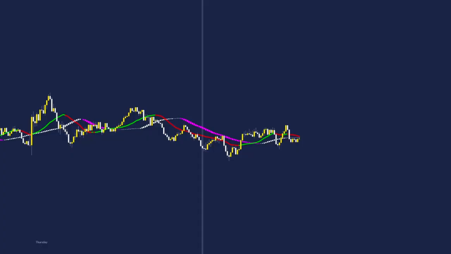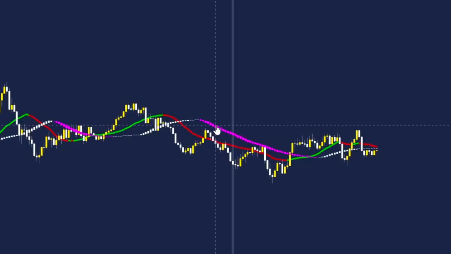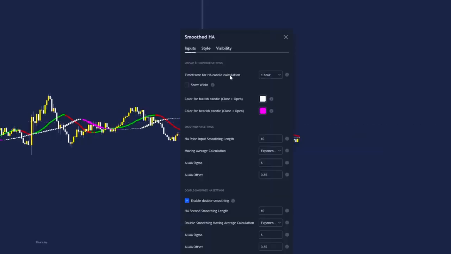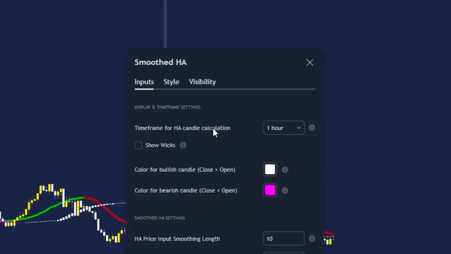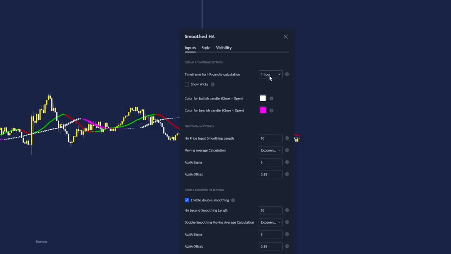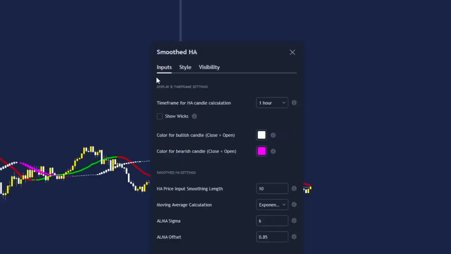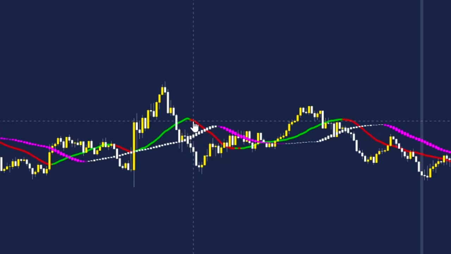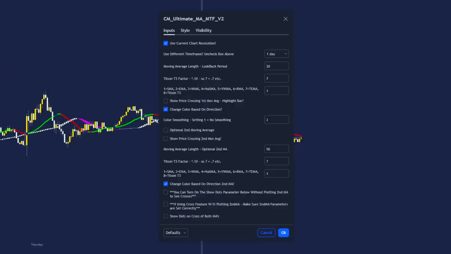We're going to change some settings on both of these two indicators. First, click on the Heiken Ashi. And in the input section, we're going to change the time frame for the HA candle calculation to the 1 hour chart. We'll be taking our entries on the 5-minute chart, but this Heiken Ashi indicator will give us a smooth view of the higher time frame market. And then finally, click on the CM Ultimate indicator, and just make sure that all of the settings in the input section are the exact same as mine.